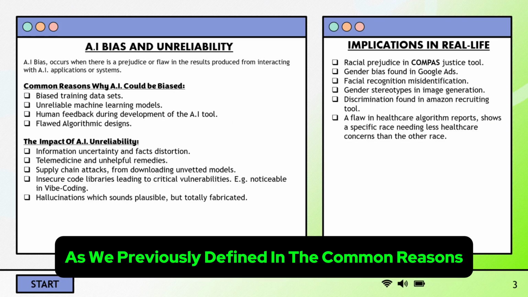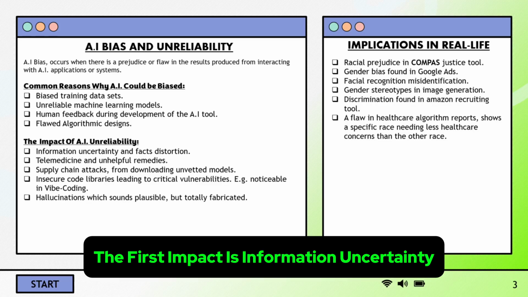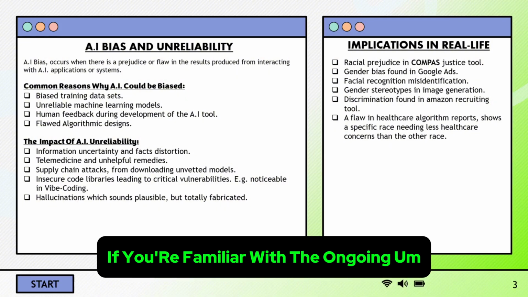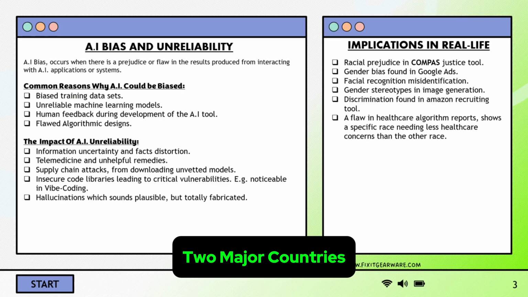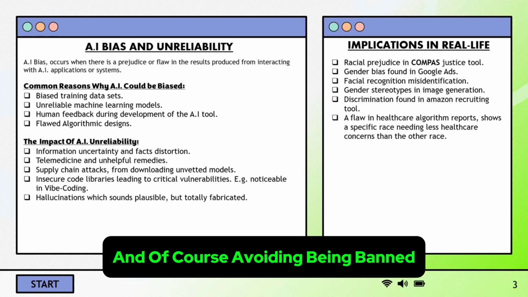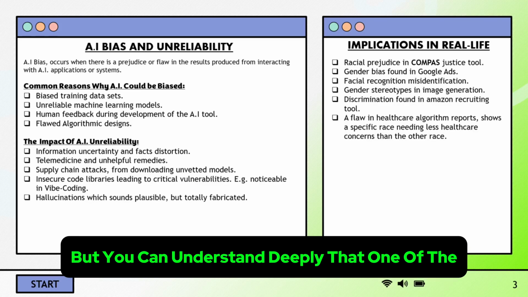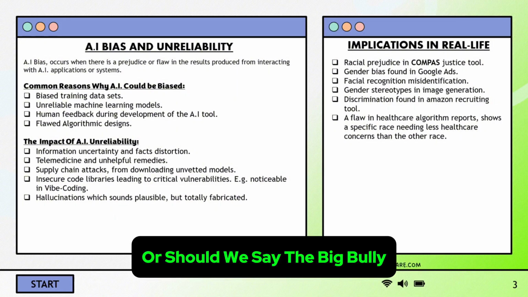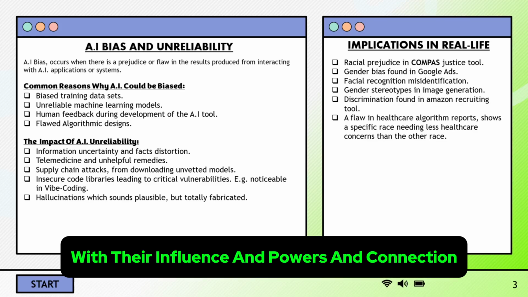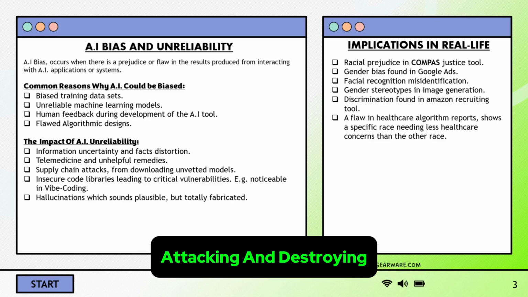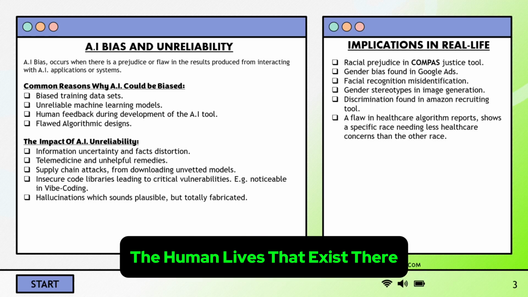As we previously defined in the common reasons, the first impact is information uncertainty and facts distortion. So if you're familiar with the ongoing war between two major countries, let's not just put their names out there for some security reasons and of course, avoiding being banned. But you can understand deeply that one of the countries involved in this war is the bigger bully, or should we say the big bully. And of course, with their influence and powers and connection, are trying to subdue the country they are attacking and destroying the human lives that exist there.